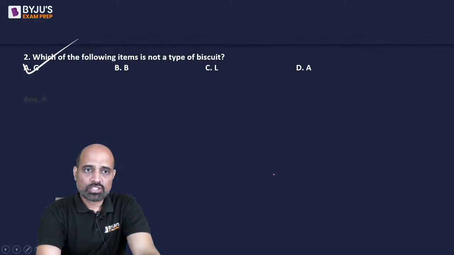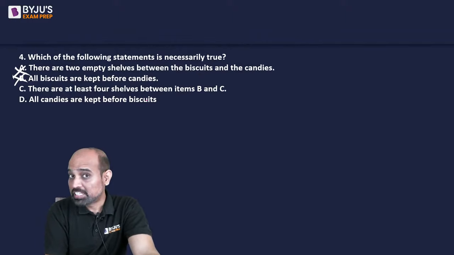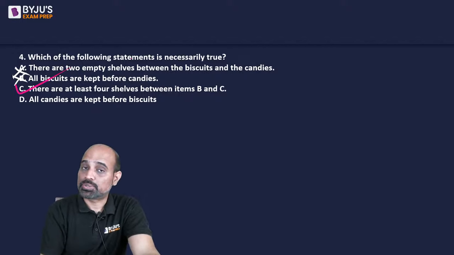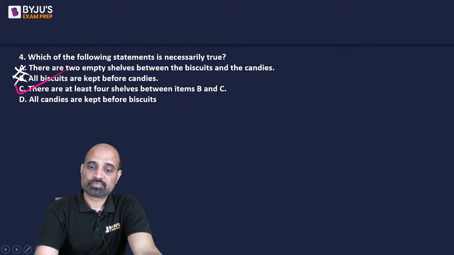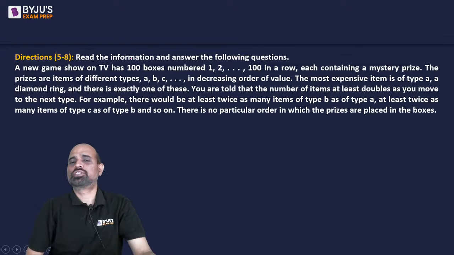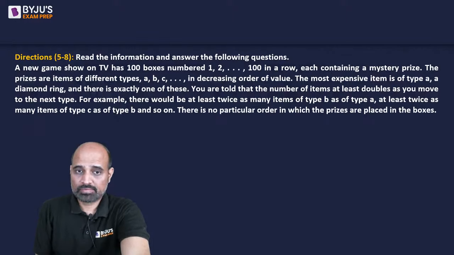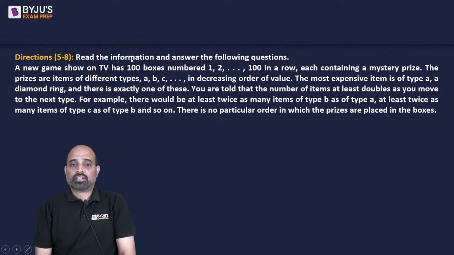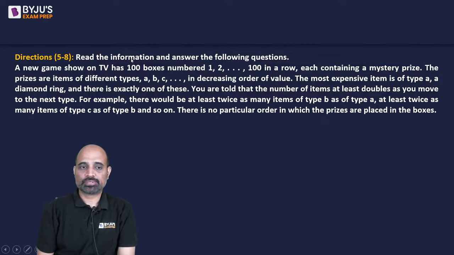Right? So the statement is there are at least 4 shelves between B and C. This is true. Items होता तो ये गलत हो जाता ये भी. Shelves तो पक्का से कम 4 है. Right? So option C. So that was the set. I hope it was okay, right? It was not a difficult one. There were cases that we had to find out.